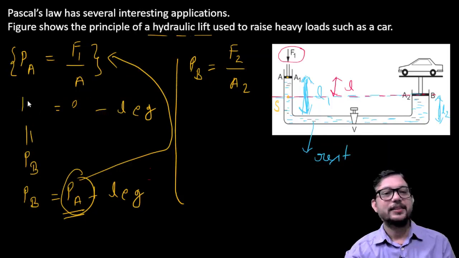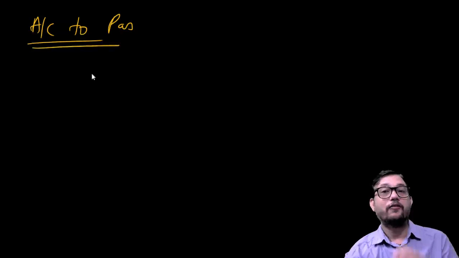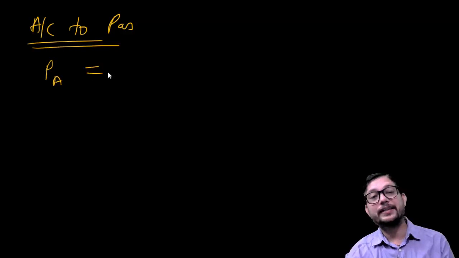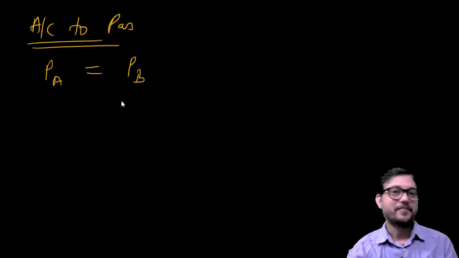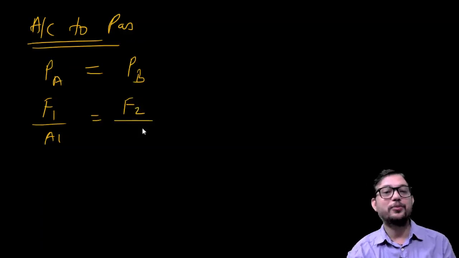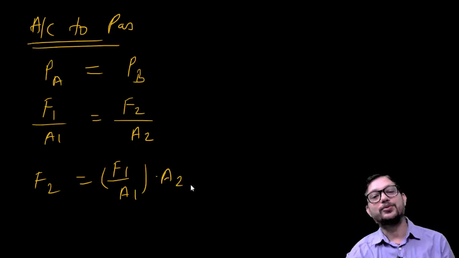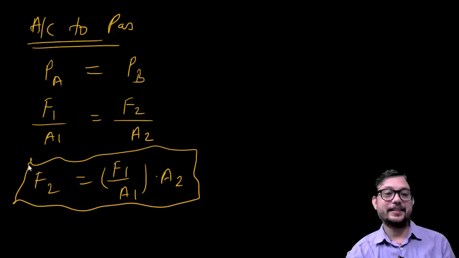So what should we write? We should write that according to Pascal, whatever pressure is given to point A must be transmitted to point B. So F1 upon A1 equals F2 upon A2. So basically F2 equals F1 upon A1 times A2. That is the very interesting thing that you can see in the diagram.